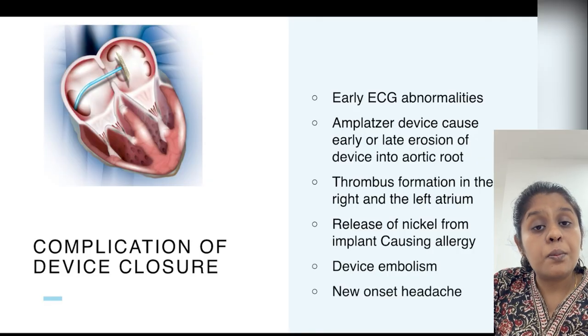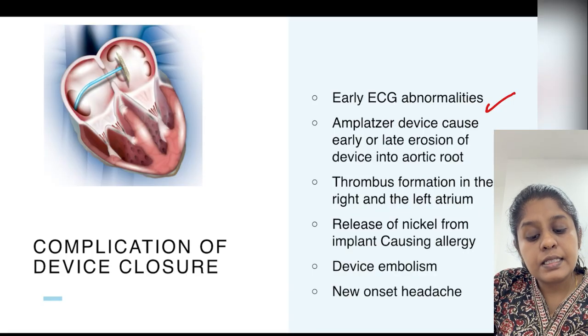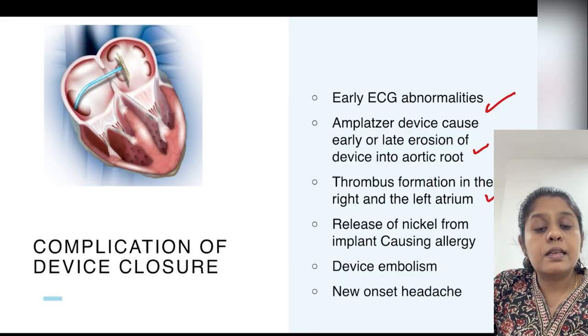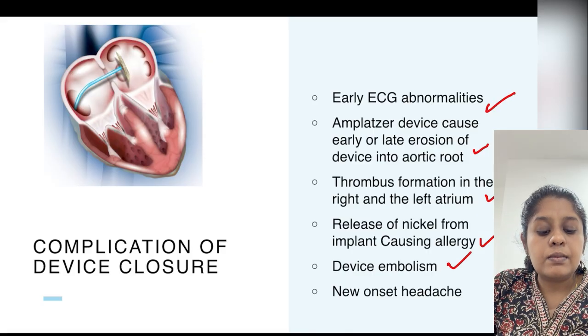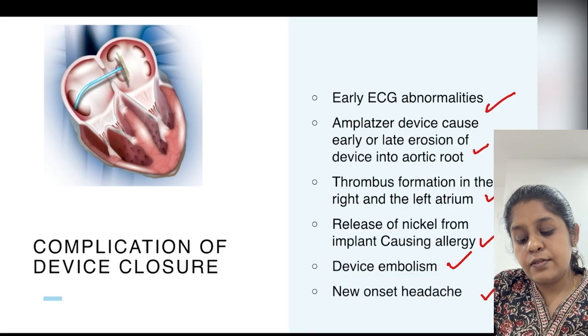Coming to the complications of device closure, there can be early ECG abnormality. An Amplatzer device can cause late erosion of the aortic root. A thrombus can form in the right and the left atrium. There can be release of nickel from this device causing allergy. There can be device embolism, or rarely there can be new onset headache secondary to placement of the device.